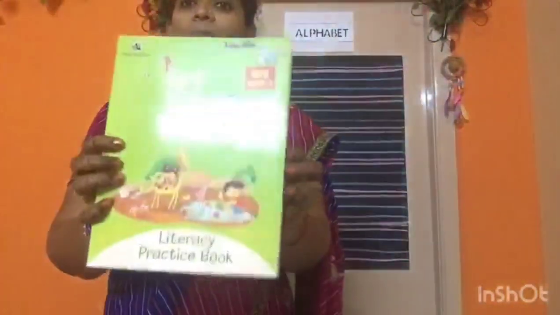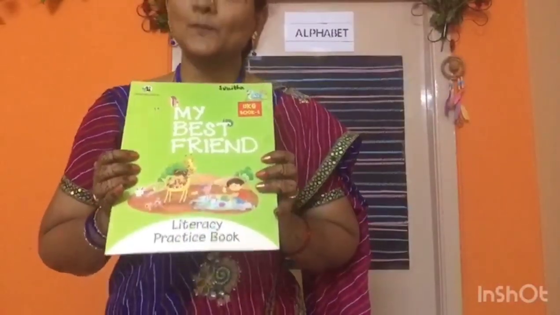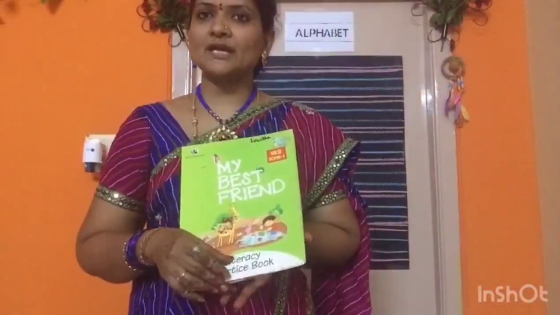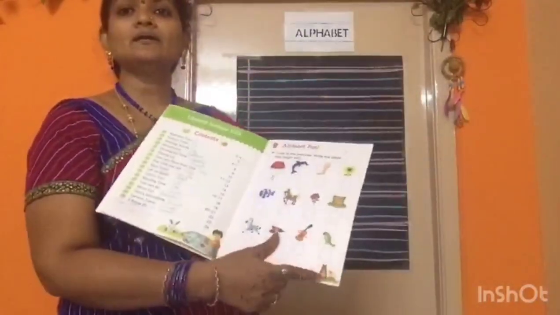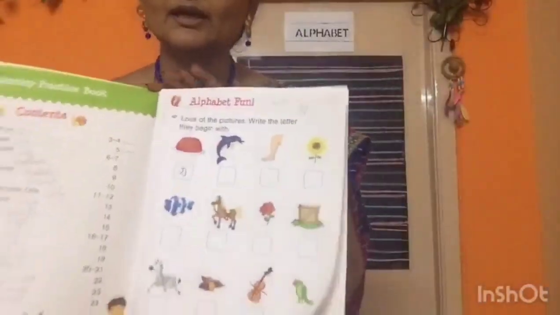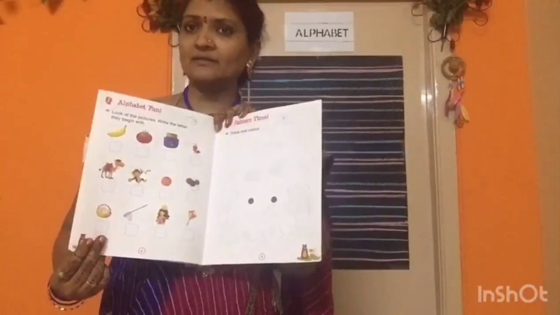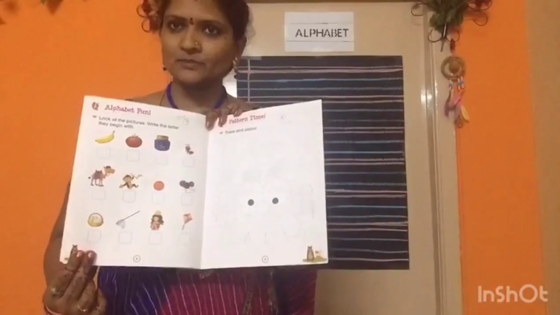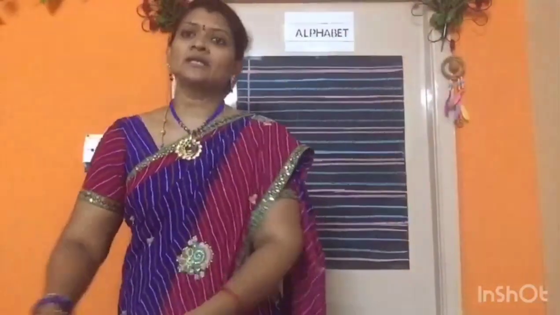And in the practice book, literacy practice book 1. Make your child write the page number 3 and 4. That is, the child can identify the picture and write the letter, first letter of the picture. Okay parents, I think you understood. You will make your child do this in your guidance.